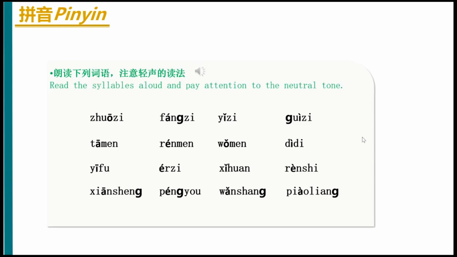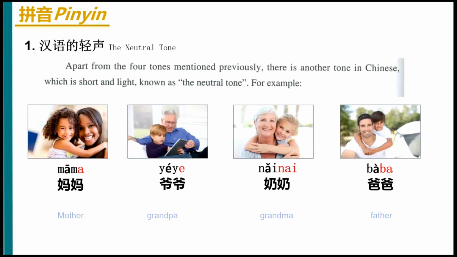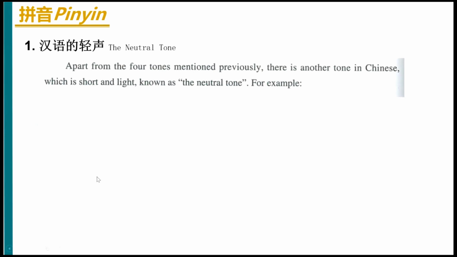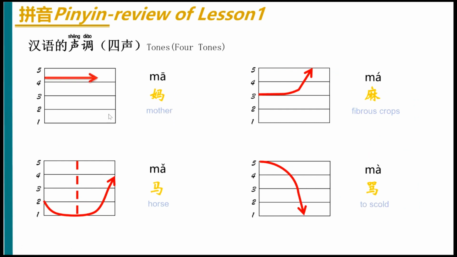Now we finished all the tones in Chinese. We didn't put this neutral tone in our four tones system, but for us to remember, we can remember that in Chinese we have 5 tones, which is 4 tones here and a neutral tone.